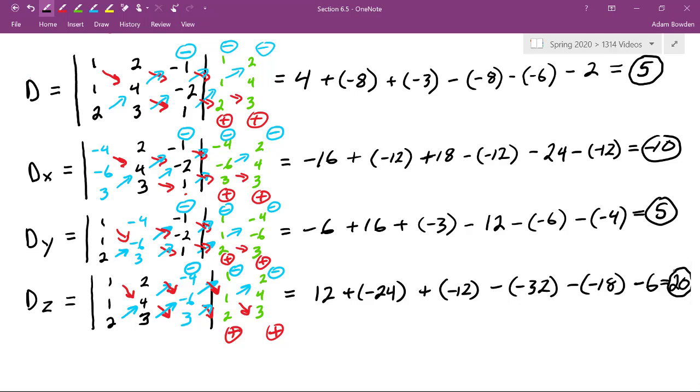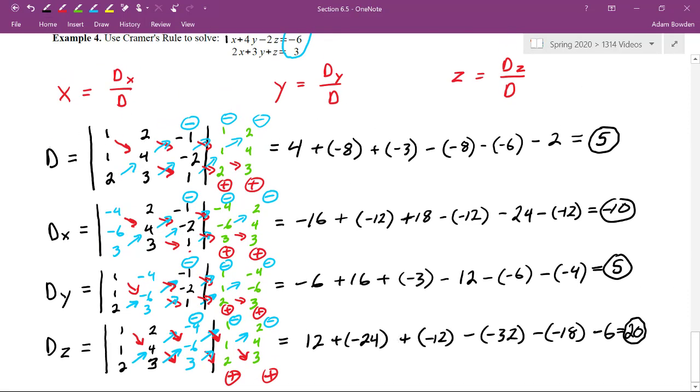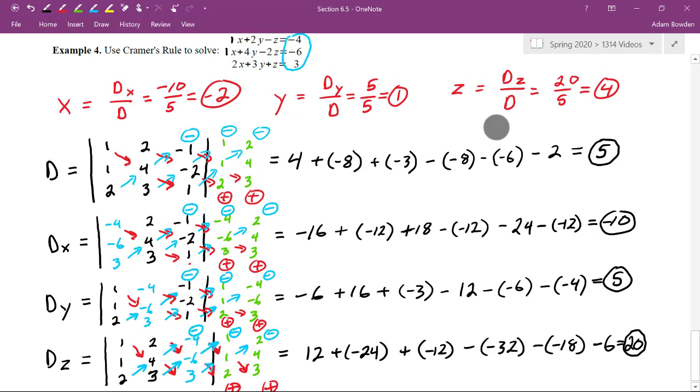Okay, so now we can calculate x, y, and z from these 4 different numbers. So x is going to be equal to dx over d, which is going to be equal to negative 10 divided by 5, which would be negative 2. dy divided by d would be 5 divided by 5, which is 1. dz divided by d would be 20 divided by 5, which is 4. So our solution then for x, y, and z would be negative 2, 1, 4.